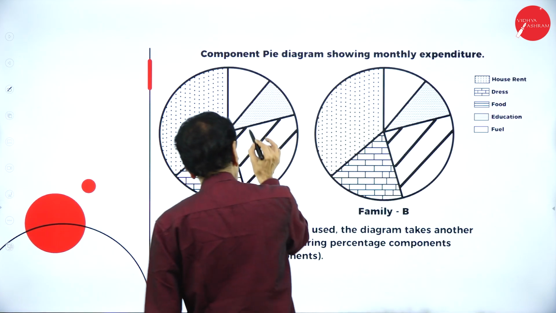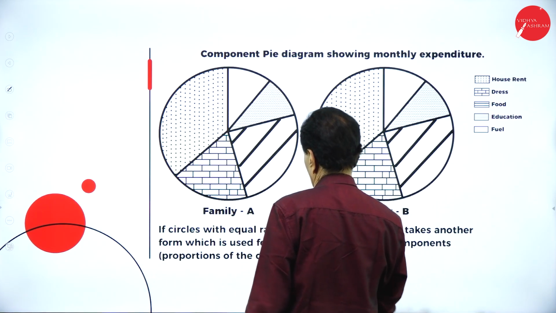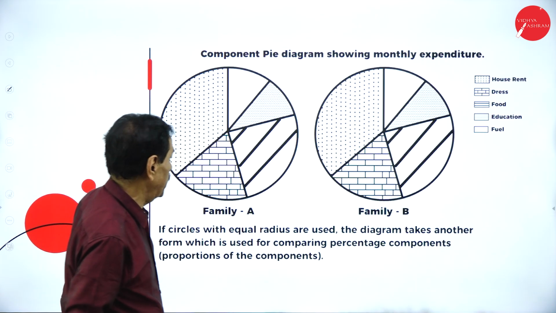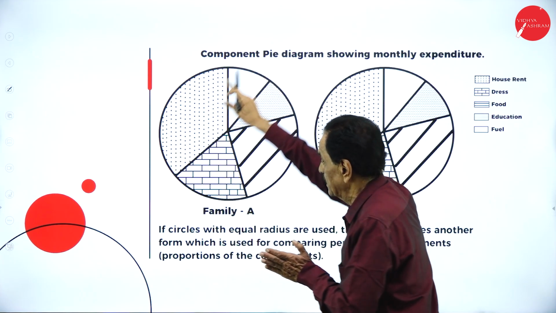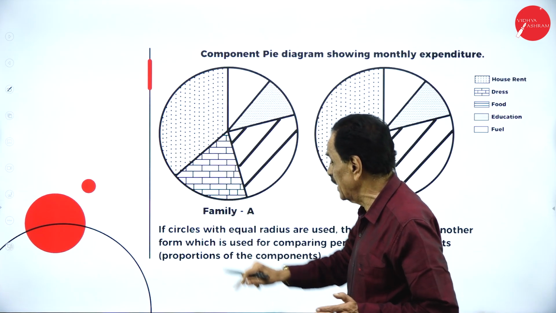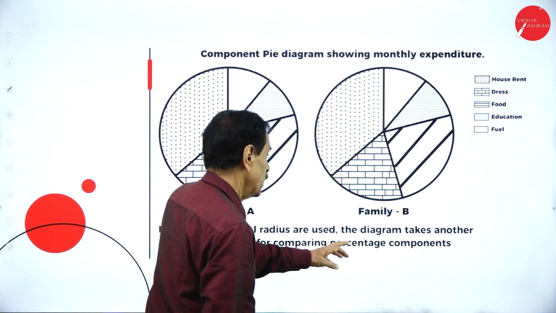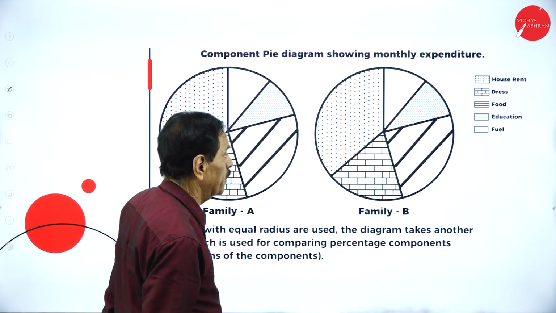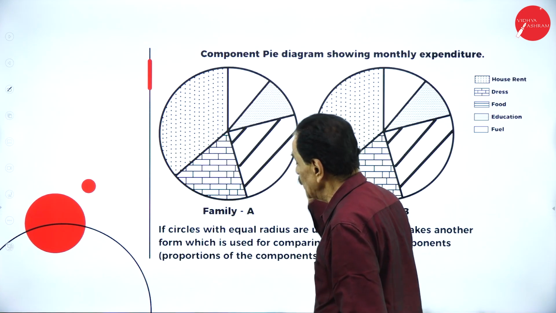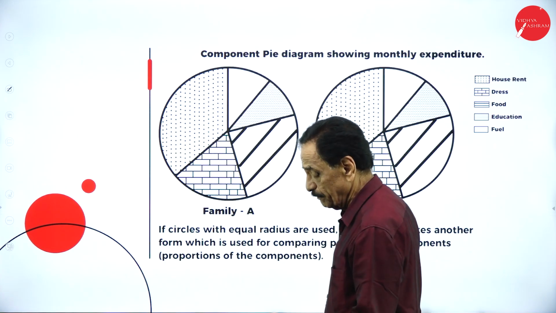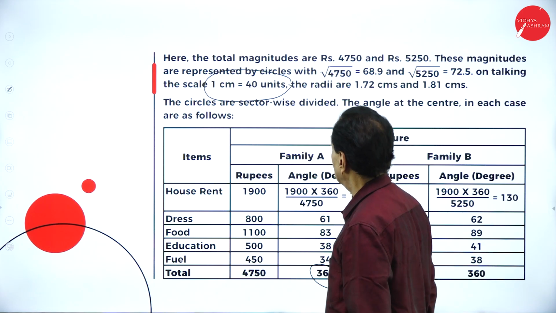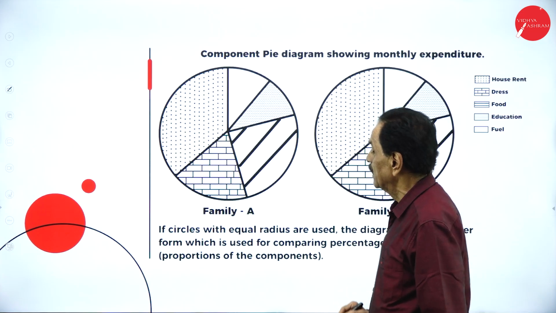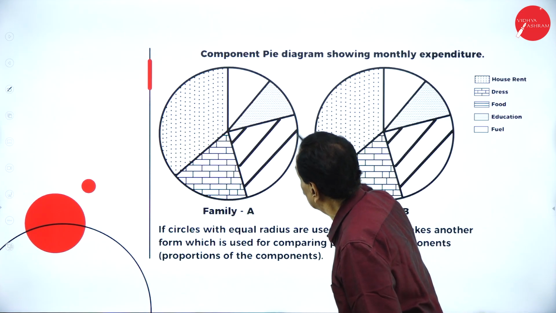Then we have education. Then we have fuel. These are all the representations. So you should represent it in a pie diagram. Make a circle equal to 360 degrees. With circles of equal radius used, the diagram takes another formula, which is used for comparing the percentage of components. You make the comparison like this. Here most important is 1 centimeter is equal to 40 units. You have to take 40 units as 1 centimeter. Totally it is equal to 360 degrees.